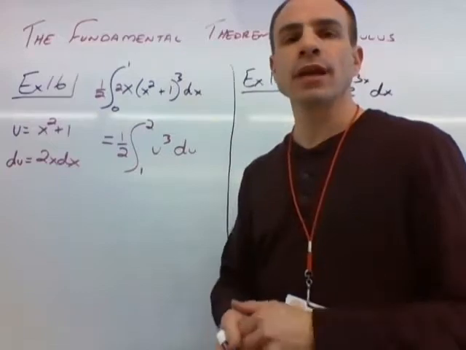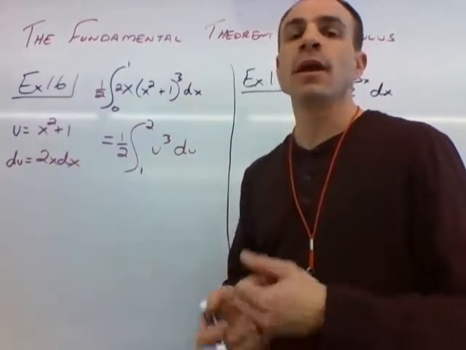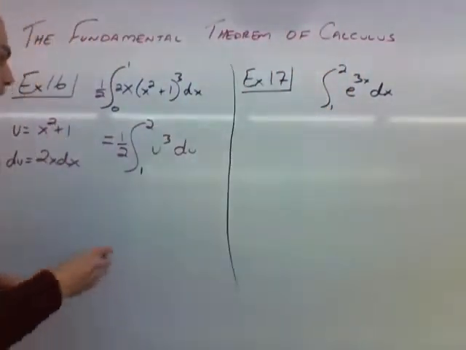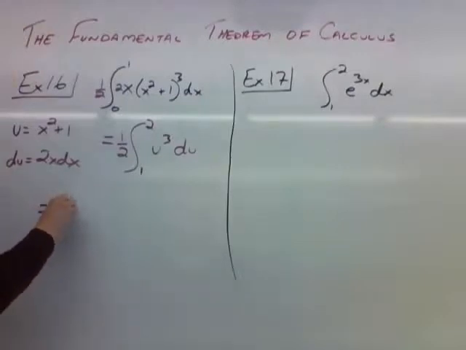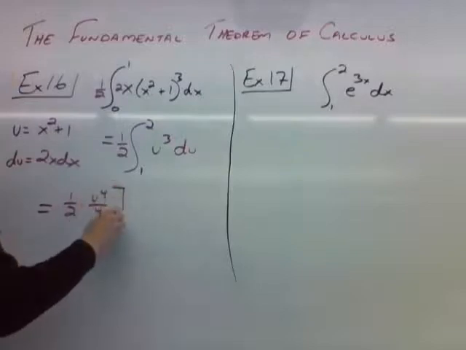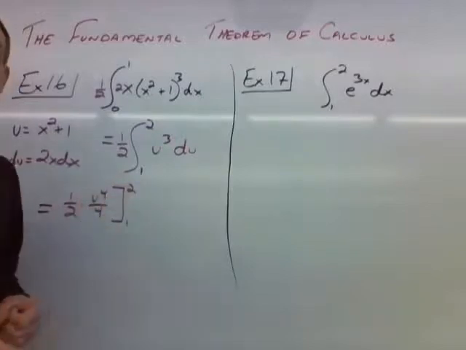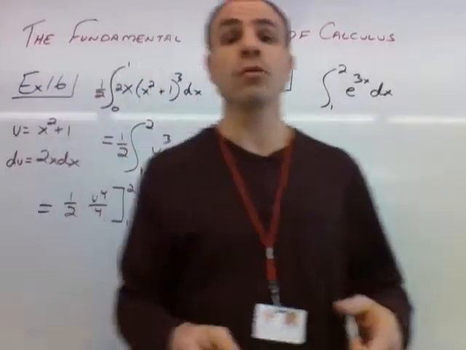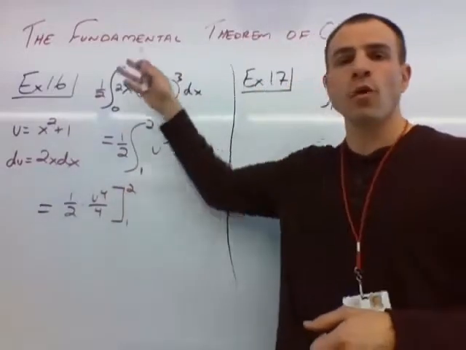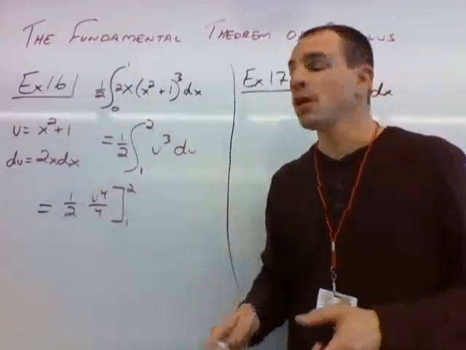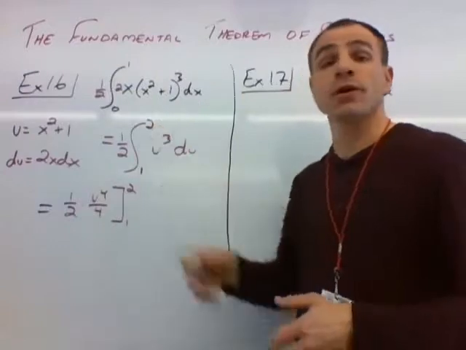What happens when we antiderive u cubed? Yeah, it becomes u to the 4th over 4. So what we have here is 1/2 times u to the 4th over 4, and that's being evaluated from u equals 1 to u equals 2. Okay, we're going to plug the 1 and the 2. We're not going to plug in the 0 and the 1. We're not going to go back to x. We're just going to work off of our new bounds.